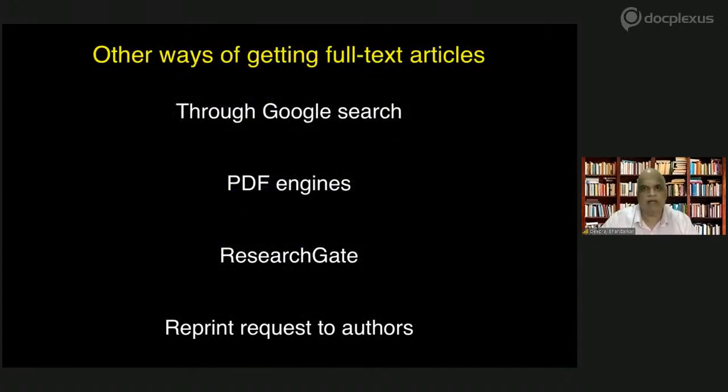The next step is to go to Google. It is amazing how many articles which sometimes do not show up on the first page or first two pages of a PubMed search come up very easily on Google. There are certain PDF engines, ResearchGate, I'm going to talk about it a little bit, and actually getting some of these reprints by requesting the authors directly for it.